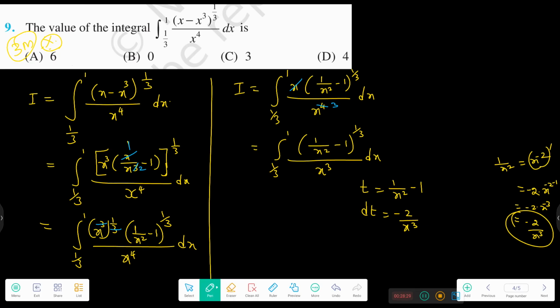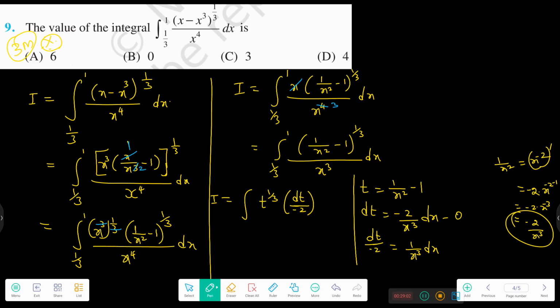Right, fine. Now let's start. The derivative of x term gives dx, and the derivative of minus 1 is 0. So we have minus 2 divided by x cube, but minus 2 you have to send to the opposite side. So dt divided by minus 2 is equal to 1 divided by x cube into dx. This I am going to replace here. So I is equal to the integral where the whole numerator I assumed as t with the power 1 by 3, and 1 divided by x cube into dx became dt divided by minus 2.